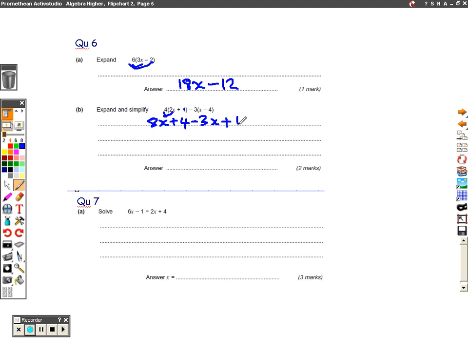Gather your like terms. 8x minus 3x gives you 5x. Plus 4 plus 12 is going to be plus 16. Okay, question 7 then.